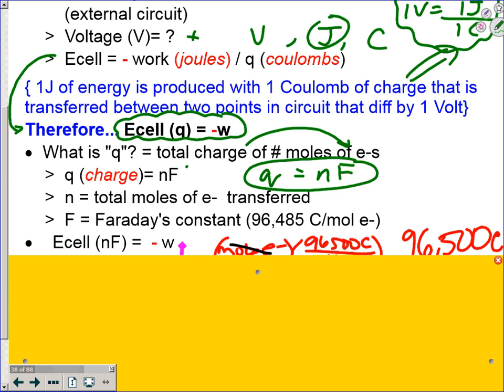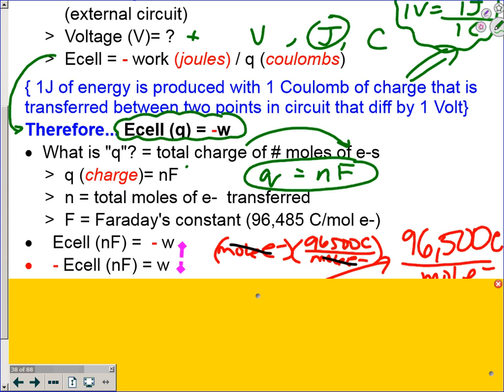I pre-wrote some things so that I could use my time wisely today. So what did I do between this line and this line? Right, just switch the negative to the other side. So essentially negative NFE, which is E cell, is equal to work. Well, work has a relationship to what other variable that we started off with? Delta G, which is joules, which has a kilojoule or joule relationship.